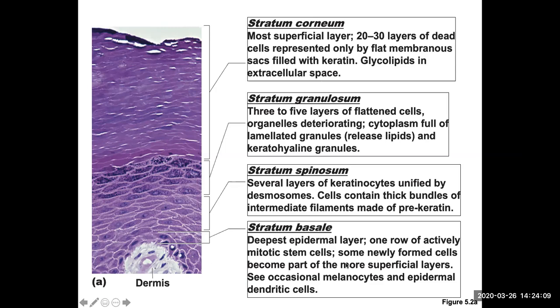So the newly formed cells become part of the more superficial layers. And then this layer also contains melanocytes and epidermal dendritic cells, which basically move elements around like keratin and melanin.